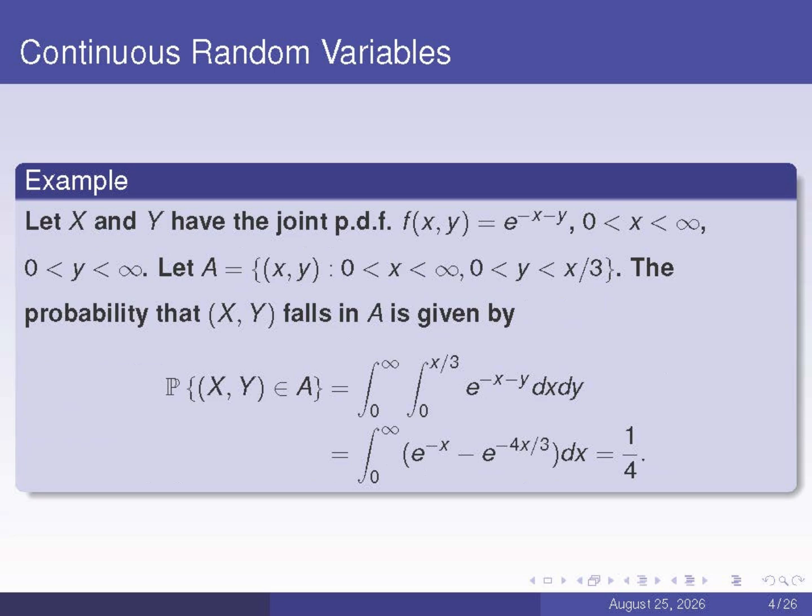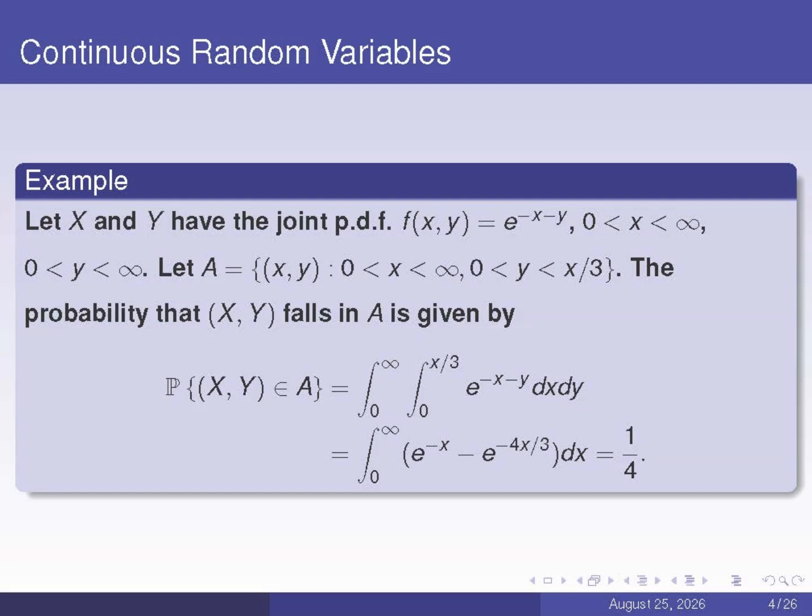We consider a two-dimensional continuous random vector (X, Y), whose joint probability density function is shown in line 1. Given a set A shown in line 2, we want to calculate the probability that the observed value of the random vector (X, Y) falls in set A. The calculation expression is shown in the last two lines, which evaluates the double integral of the joint probability density function over set A.